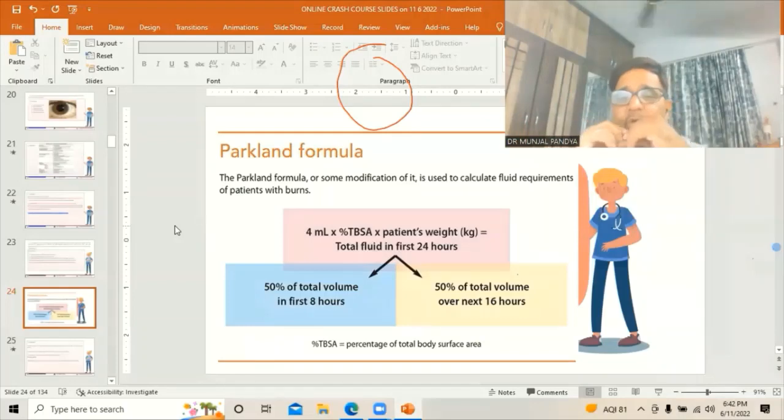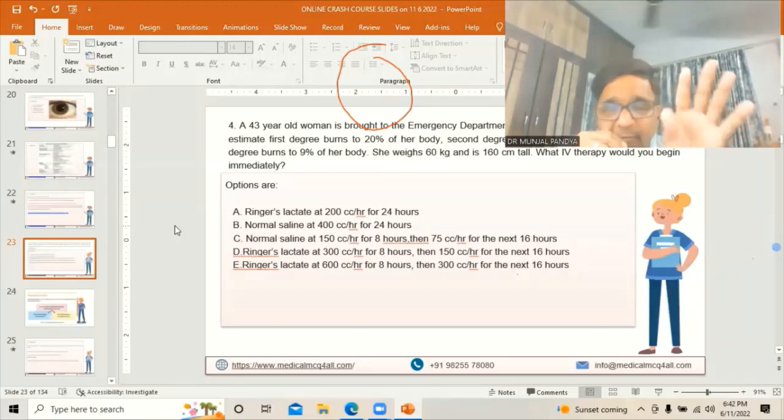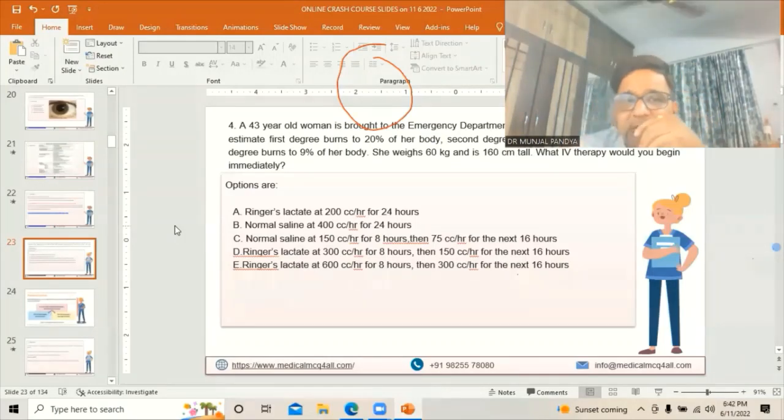Now if you want to calculate, there is one catch in this scenario. Never calculate the first degree burns. First degree burns are not in the IV fluid calculation. So that percentage is gone. Second degree burns are 11% and third degree burns are 9%. So 11 plus 9 is 20%. Keep in mind, first degree burns are not counted.